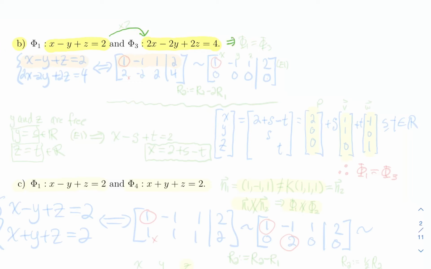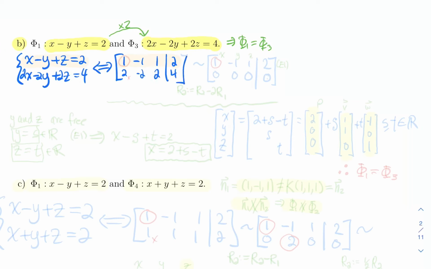Automatically, we know that Phi1 is equal to Phi3. But let's do it using the general solution here and see that again we are getting that these two planes are equal. So here we go. So again, as usual, the first thing you do is you construct a system of linear equations. So we have x minus y plus z is equal to 2, and 2x minus 2y plus 2z is equal to 4.